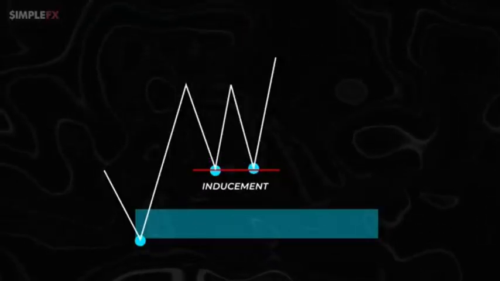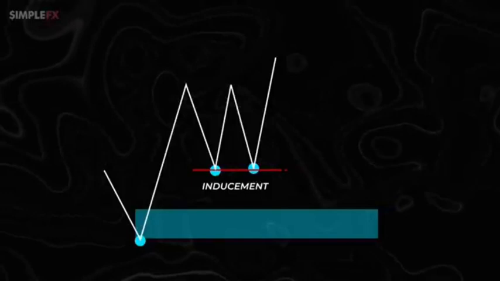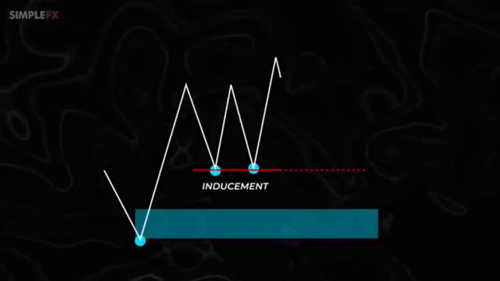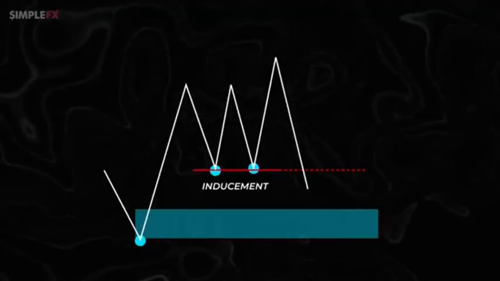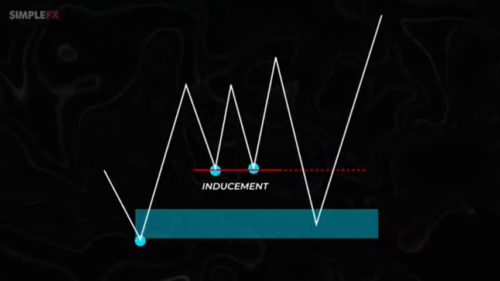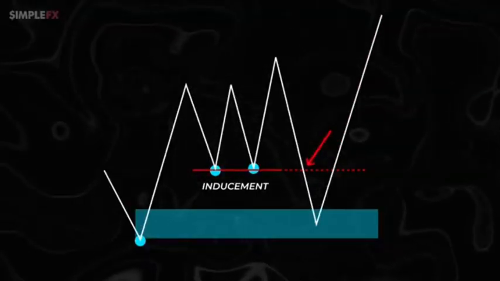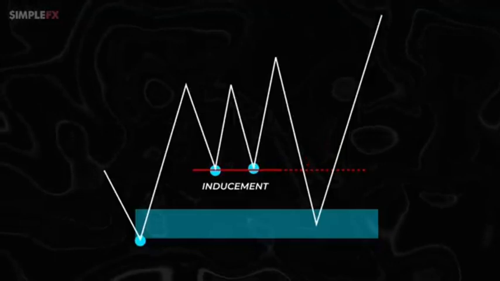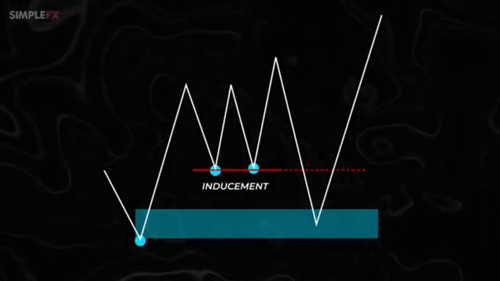The strategy is called an inducement trap because in many cases, the price will break this minor key level only to retrace to the major order block before reversing back up. Traders who bought at this seemingly obvious key level, expecting a bounce, would often get stopped out instead.